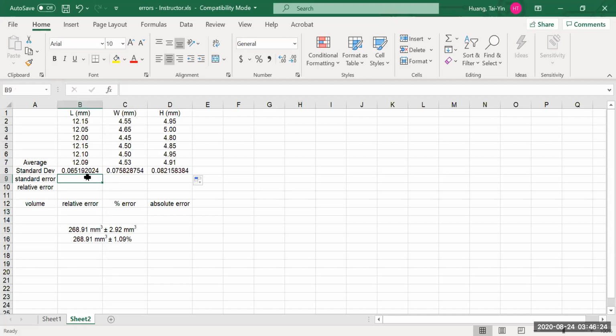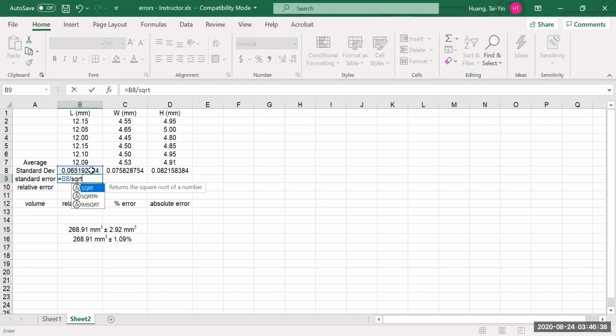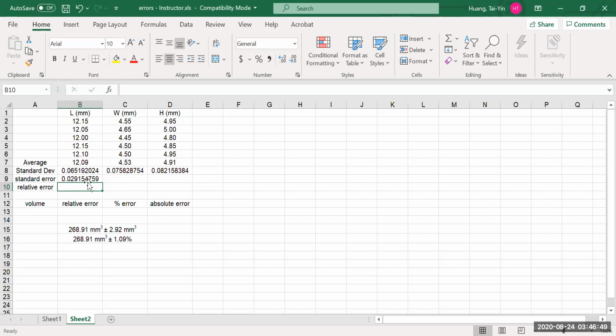So click on this empty cell, hit equals, and then click on this cell. This is the standard deviation divided by the square root, SQRT, and then the number of trials. You measured it 5 times, so that'll be 5, and then another parenthesis to close the parenthesis, and then hit enter, and then you got that. Okay, so this is how you calculate standard error. So click on that, move your mouse, drag it across, and you got that.